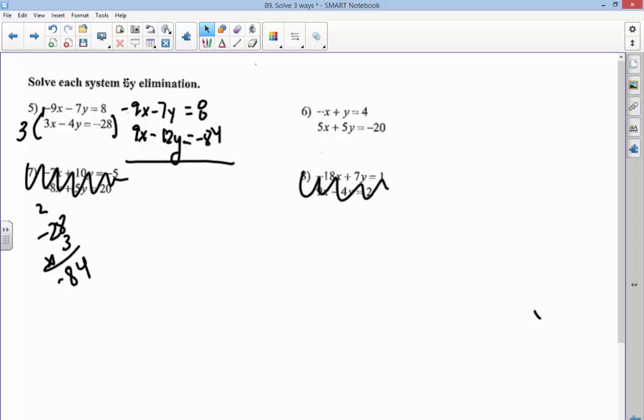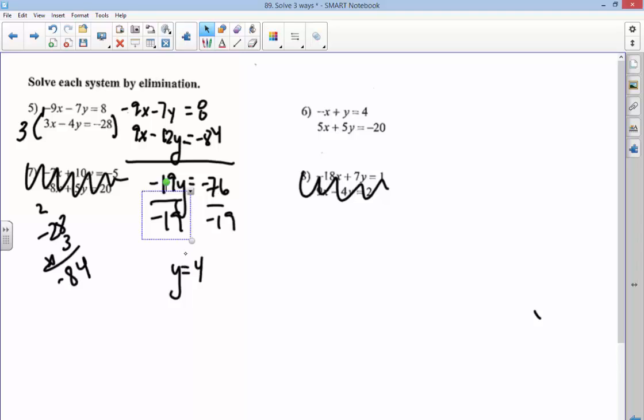So when you add to eliminate, negative 12 and negative 7 is negative 19. And negative 84 minus 8 is negative 76. And then to get the y alone, you would divide by the negative 19. Negative 76 divided by negative 19 is a beautiful 4. Two negatives make a positive.